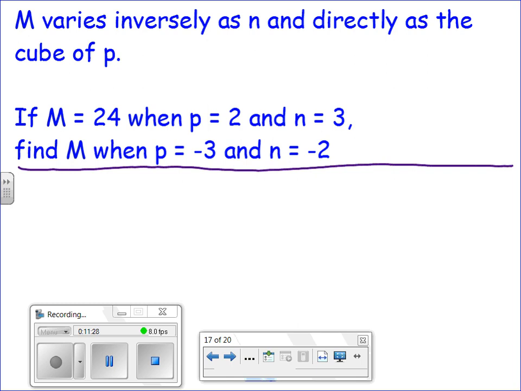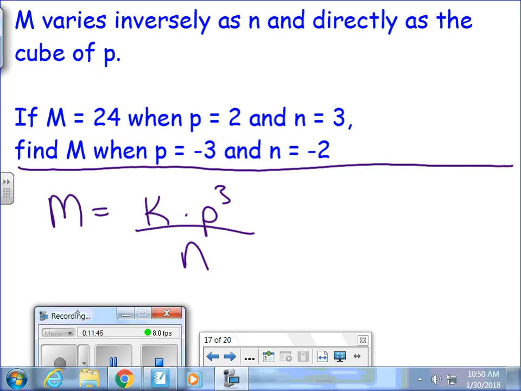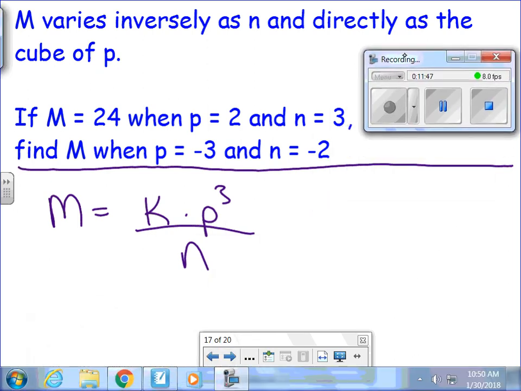Sierra? Yep, perfect. So she got the p cubed up top because they mentioned direct, and she put the n on bottom because they mentioned inverse. Okay? Now there's a lot of numbers on these, so we gotta be able to place them correctly.